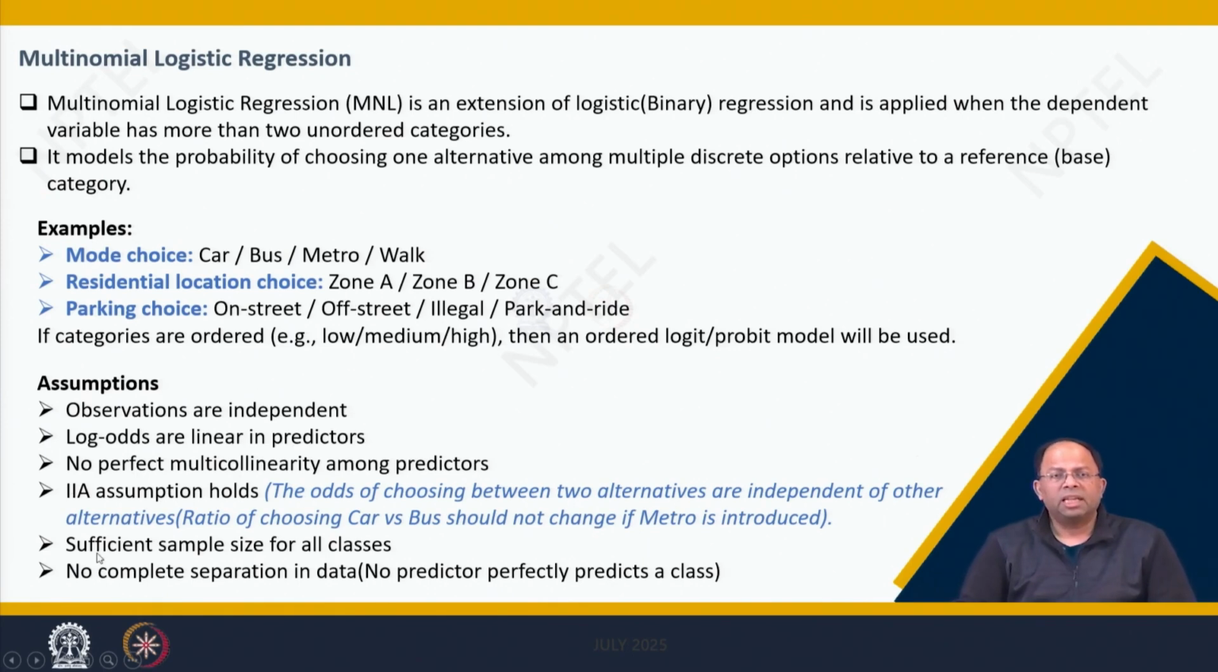The other thing is there has to be a lot of samples, more than 300 to 350 is recommended, and there is no complete separation in data, that is, no predictor perfectly predicts a class. So, these are the different assumptions that have to hold true for running an MNL model.